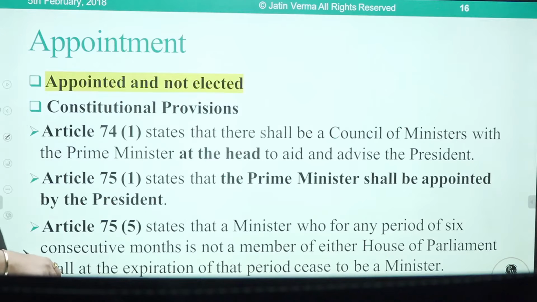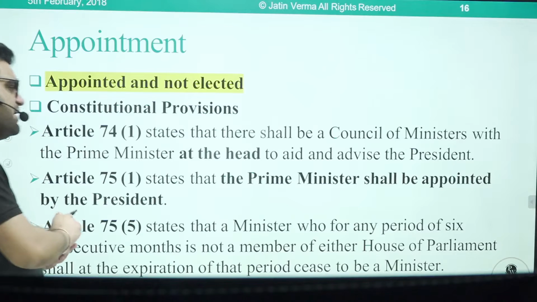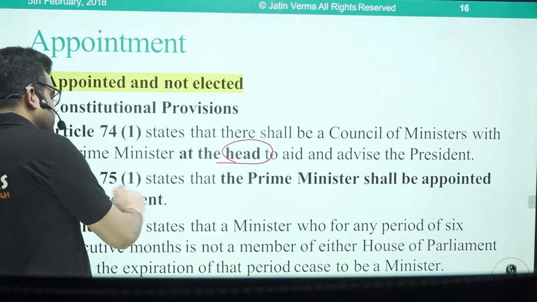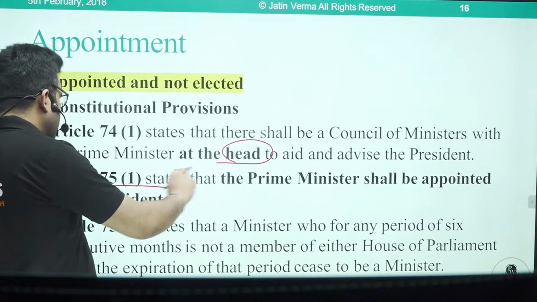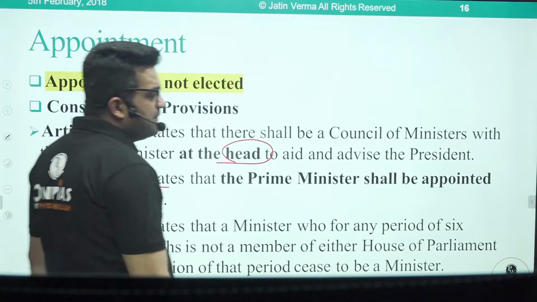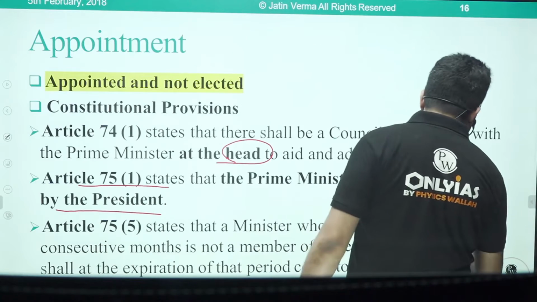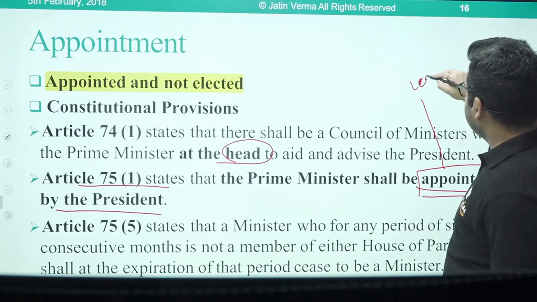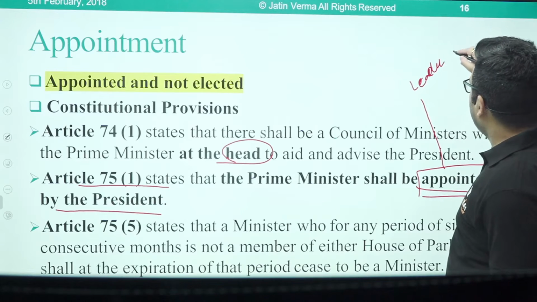Now here, appointed and not elected. Article 74 clause 1 states that there shall be a council of ministers with the Prime Minister as the head to aid and advise the President. Article 75 states that the Prime Minister shall be appointed by the President. So the Prime Minister is not directly elected. He is appointed by the President. The leader of the House, the leader of the majority party, is appointed.